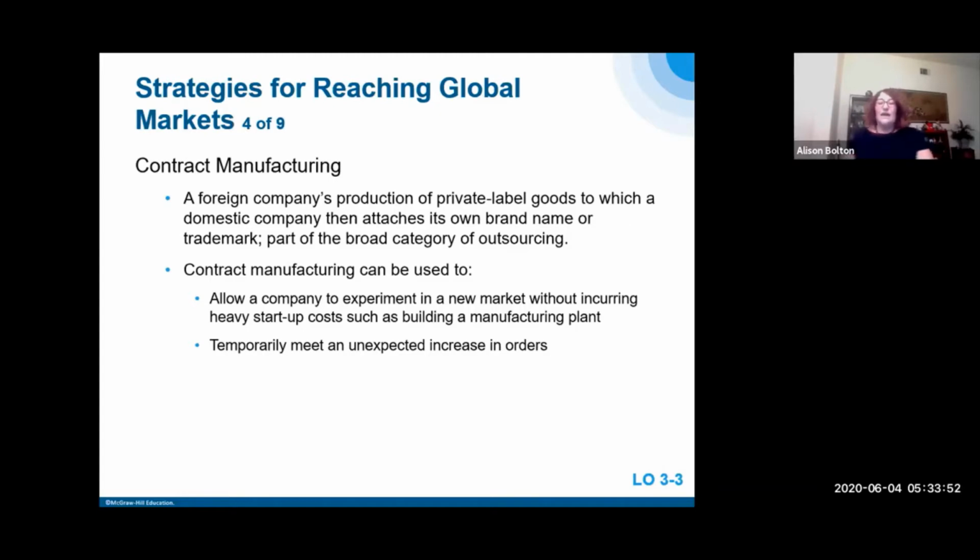When you're doing contracting, you're not the one doing the work. But you have to be careful that you don't have a lot of heavy startup costs. It can get very expensive because you're expending money for them to do the work, such as, let's say, a manufacturing plant. And then there's temporarily meeting an unexpected increase in orders from out of nowhere. Are you able to handle that? And you'll have to hire more people to help you.